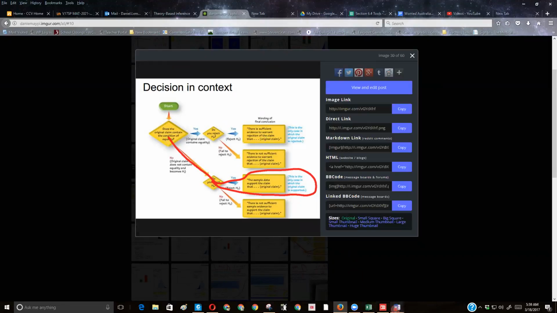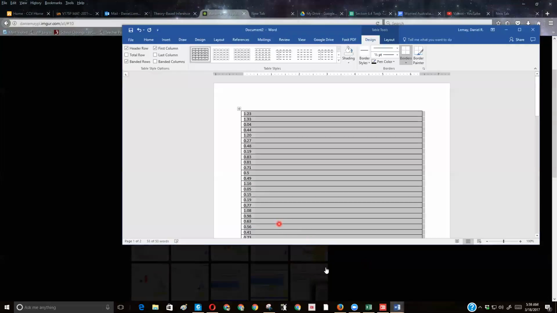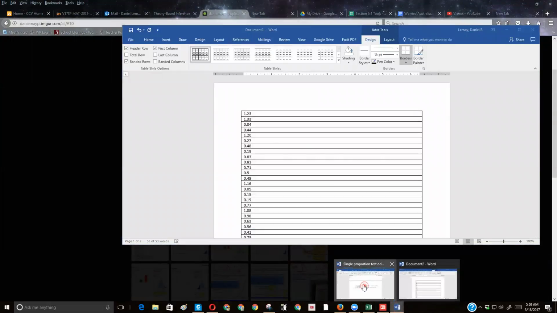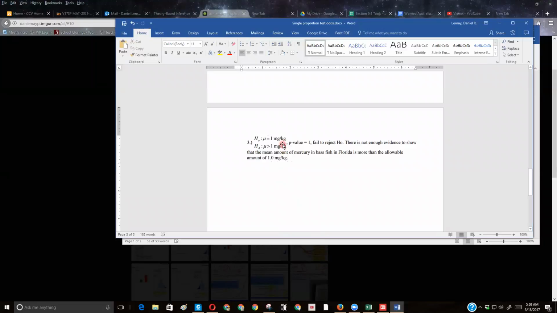And just to compare that to what they said in the book, I grabbed these answers out of the back, and what they chose to do is a right-tailed test, get that p-value of 1. With the way they set this up, they said the claim is that the fish are safe to eat, they don't have too much mercury in them. HA would be they do, so they're saying we can't reject H0 because that p-value is so large, so that's saying that the fish are safe to eat.